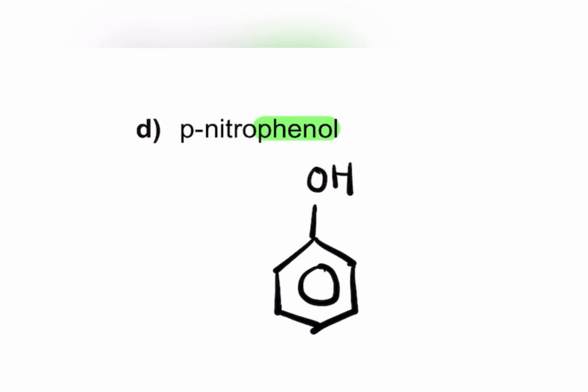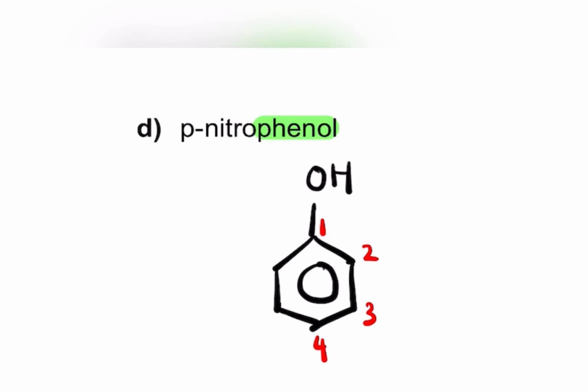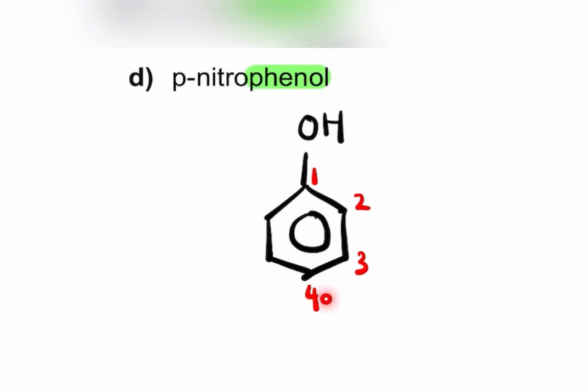So I'm going to give the numbering here as number 1, 2, 3, 4, and so on. Follow the clockwise or anti-clockwise. And right now, I want to put my position of nitro as para. So para means that position carbon number 1 and number 4. We got 1 for hydroxy group that gives the benzene as parent name phenol. So what's left is position carbon number 4.